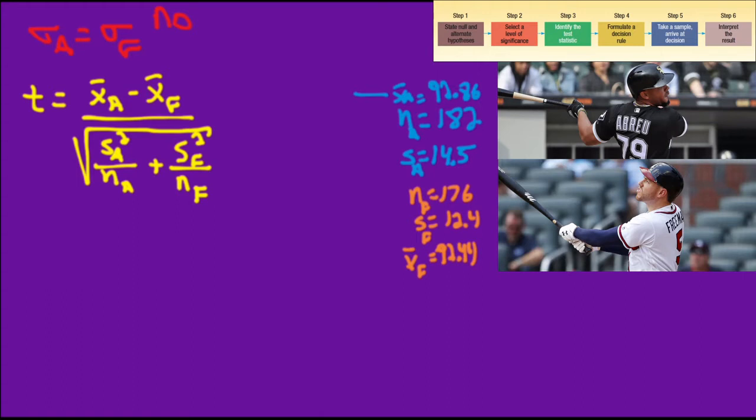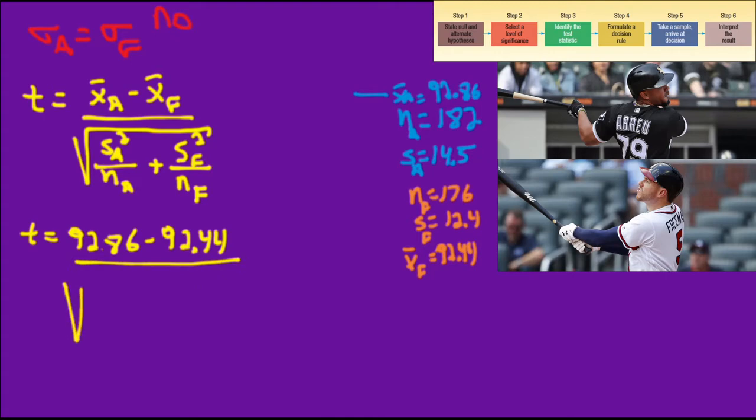We'll stick with the flow of what we did in the previous video, albeit a little out of order, but let's go ahead and calculate what this t distribution shows. This gives us 92.86 minus 92.44 over, and this bottom part, once we've taken the square root, we're really back to a standard deviation, and we can plug in 14.5 squared over 182 minus 12.4 squared over 176.